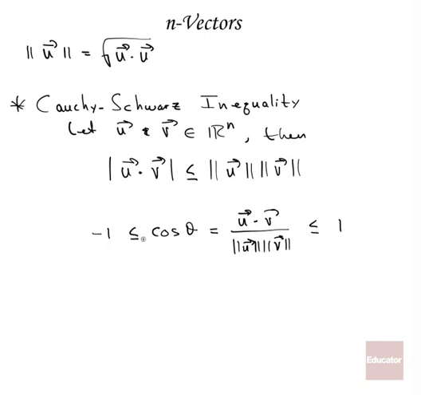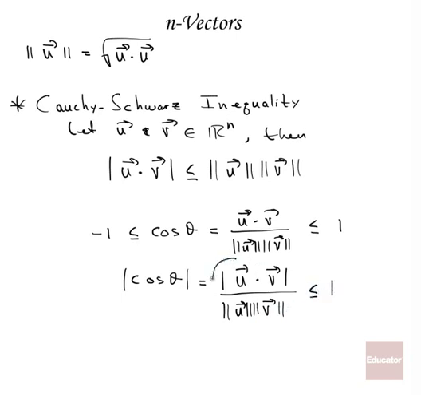Therefore, when I have this negative 1 and positive 1, I can write it this way and say the absolute value of the cosine of theta. The absolute value signs are a little shorthand that allow me not to write it the other way. If I take the absolute value of that, it's the absolute value of this whole thing, and since the bottom is positive, I don't need the absolute value sign there. The absolute value of u dot v over the magnitude of u times the magnitude of v is less than or equal to 1.